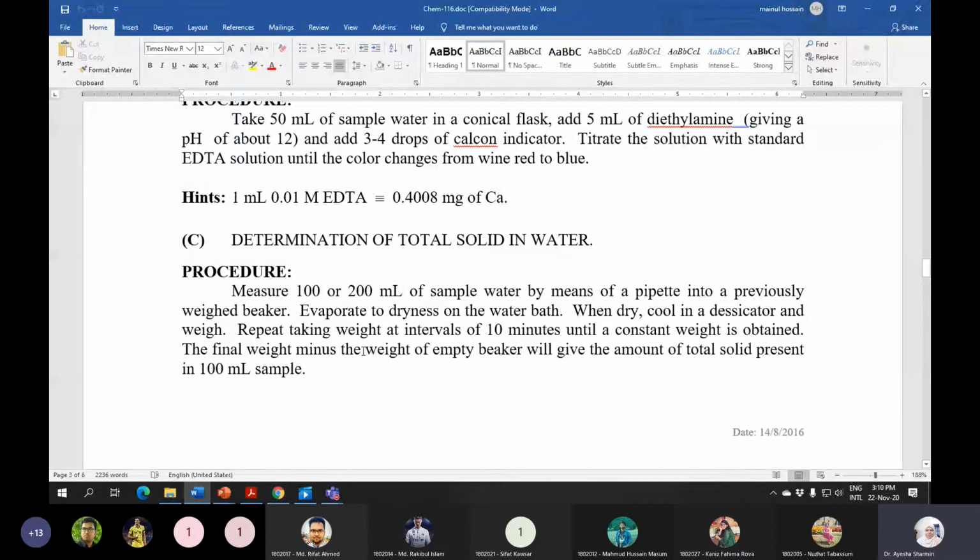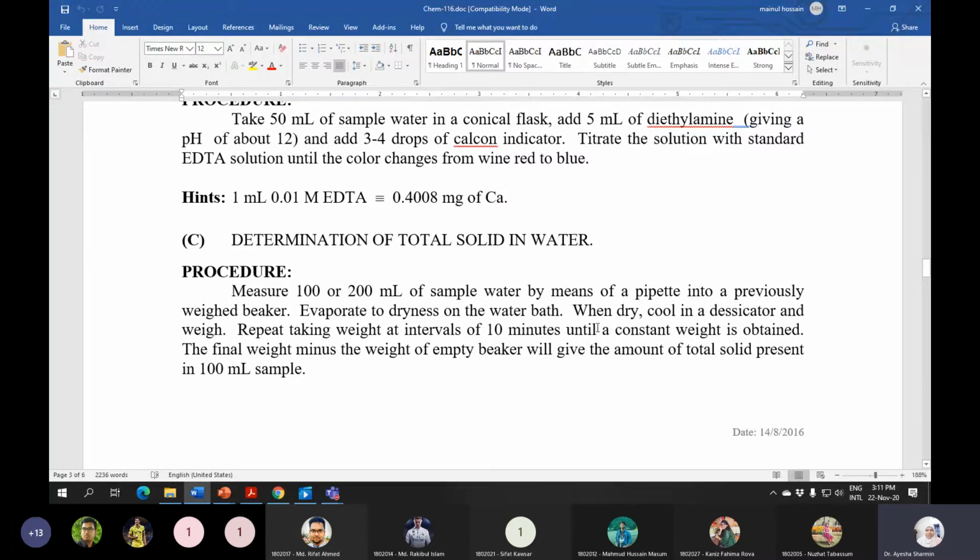So you already know the empty beaker's weight. The empty beaker's weight was also taken in the same manner. That means you first take the empty beaker and place it in the desiccator, take the empty beaker again at 10 minute intervals, and if you get a constant mass, you take that as the mass for the empty beaker.